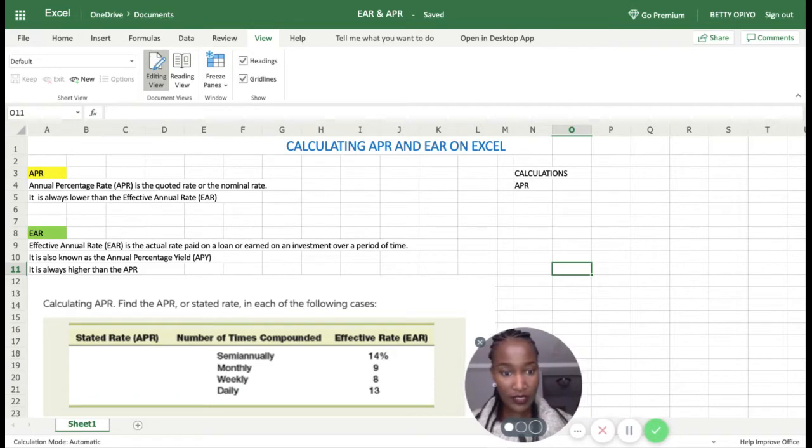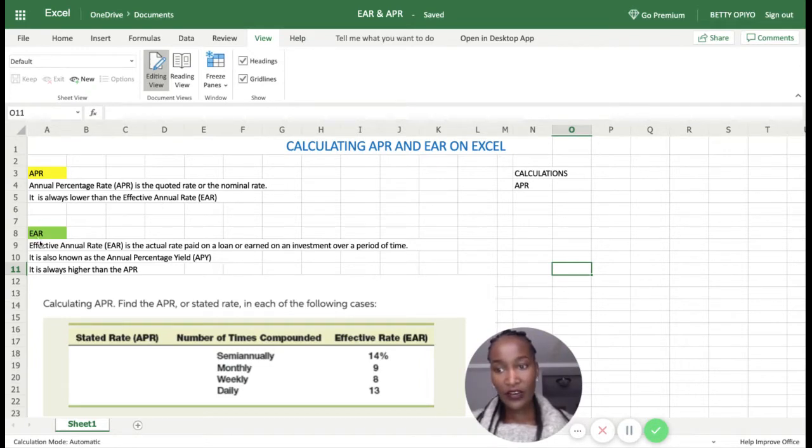Okay, so just a brief introduction. Annual percentage rate is the quoted rate or the nominal rate. So if you go to borrow a loan somewhere, the rate that they will quote for you is the annual percentage rate, which is abbreviated as APR, and it's always lower than the effective annual rate. Effective annual rate is the EAR.